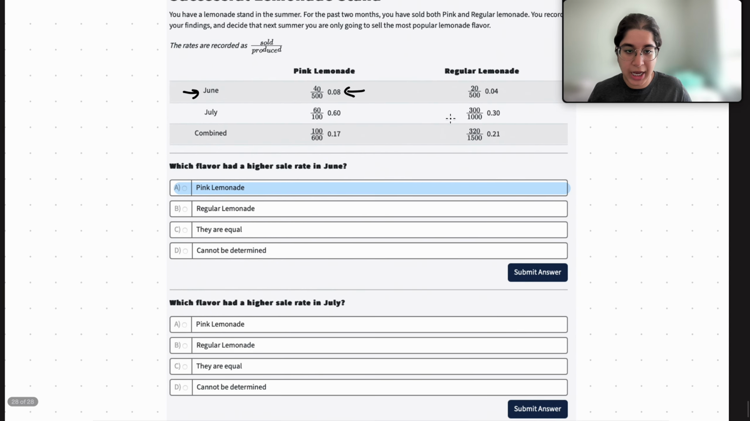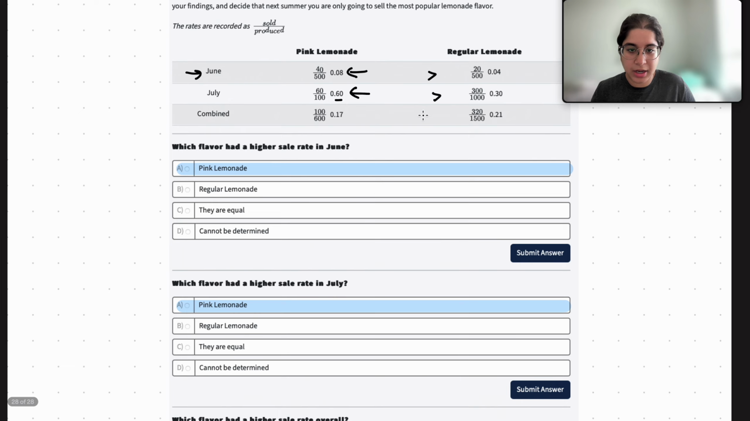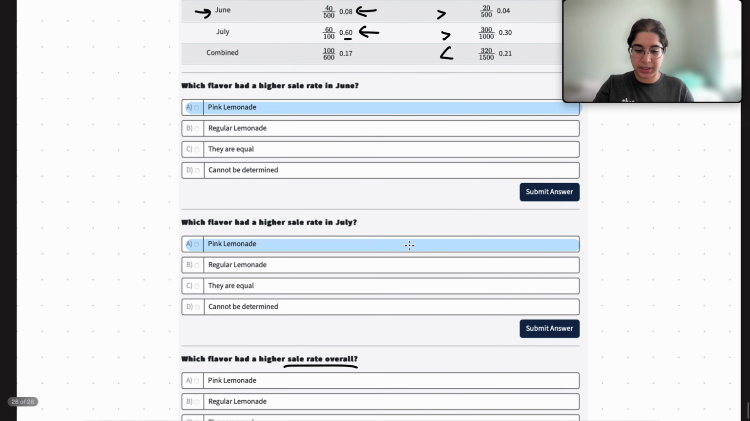Now when we go ahead and look at July, we see here that pink lemonade also had the highest sale rate in July, right? Because the 0.6 is greater than 0.3. So in our second question here, we know that pink lemonade also had a higher sale rate in July. Now when we look at the overall sale rate, we know that the regular lemonade actually had a higher sale rate overall when we combine both of these months, when we combine all of our numbers produced for the summer, because the 0.21 is greater than the 0.17.